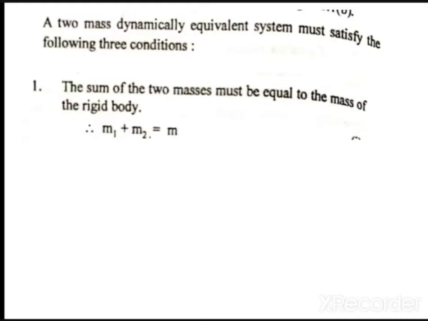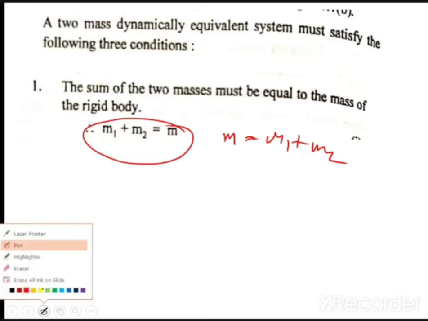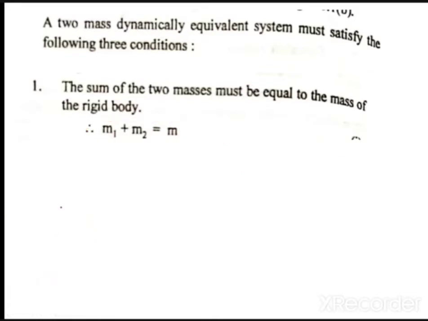The first condition is that the sum of the two masses will be equal to the mass of the rigid body. Meaning, M should be equal to M1 plus M2. Is it clear? The sum of the two masses must be equal to the mass of the rigid body. This is your first condition. Then and only then can you replace the mass m with m1 and m2.